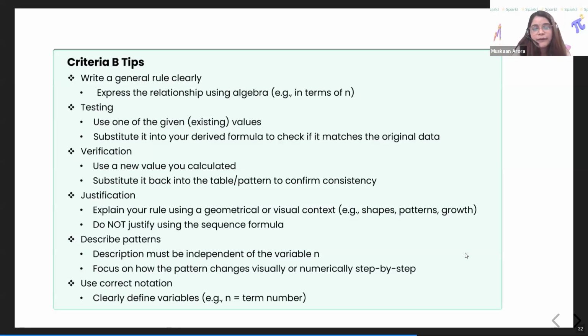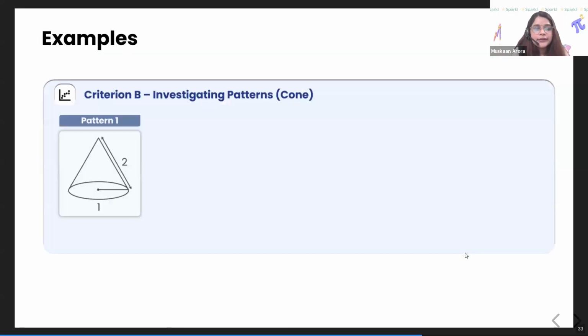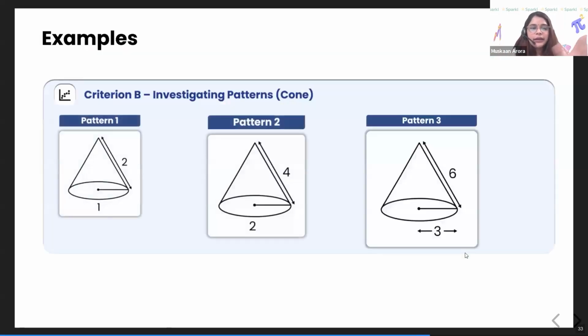Okay. I actually have a question. We can quickly go over this. We will not discuss it thoroughly, but I had this question. It is a criteria based one. We can see a pattern. There's three cones, and we can see the radius and the slant height increasing for these three cones.